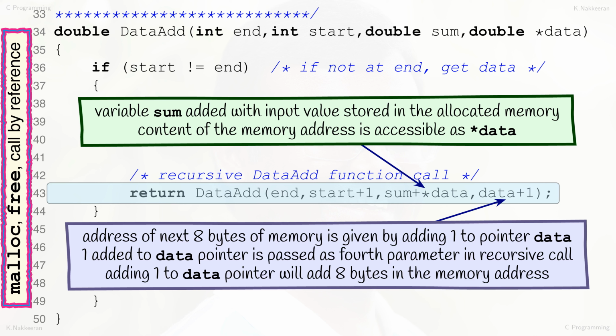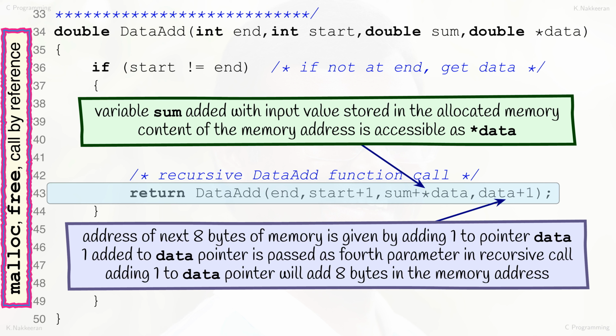In the next call of the data_add function, the input value has to be stored in the next 8 bytes of memory allocated through the malloc function written in line 19. Memory address of the second 8 bytes is given by 1 added to the memory address of the first 8 bytes of allocated memory. So, the fourth reference parameter passed on to the recursive call of the data_add function is written as data plus 1.